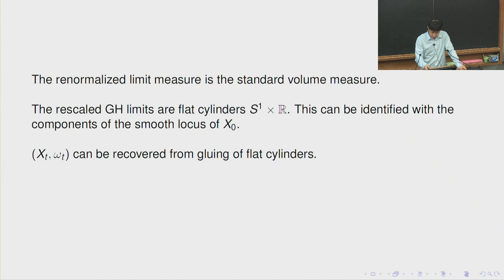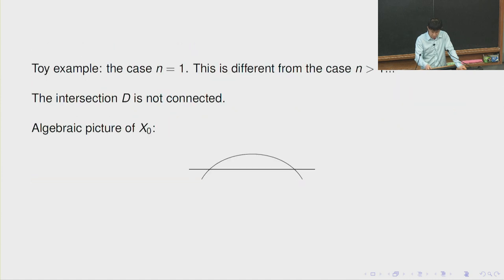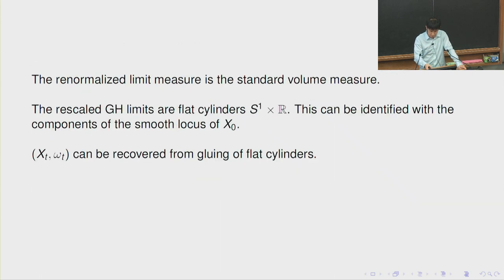And this cylinder can also be connected to the algebraic degeneration, in the sense that if you look at this X0, each component is actually a CP1. You remove 2 points, it's a cylinder. And the Xt itself, for t small, can be recovered from gluing of these flat cylinders. This is very simple to observe.